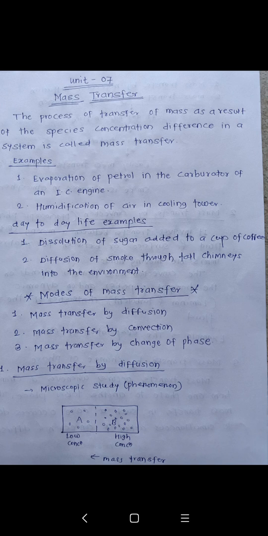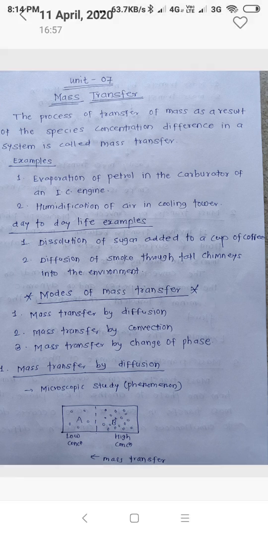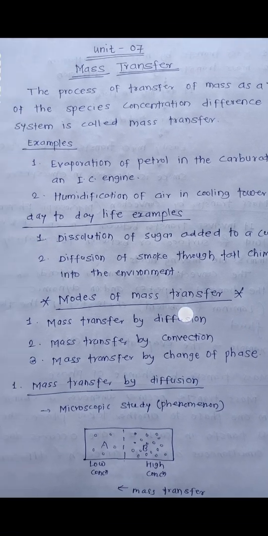Next example, diffusion of smoke through tall chimneys into the environment. In the sugar industries there are tall chimneys. Through that chimney the smoke is removed. This smoke will mix in the air. In this way mass transfer takes place, that is diffusion of smoke through tall chimneys into the environment. This smoke will be diffused into the air.